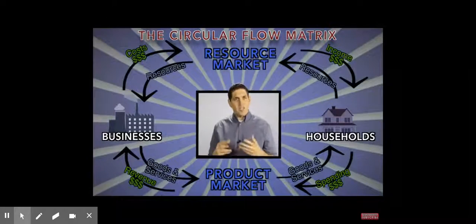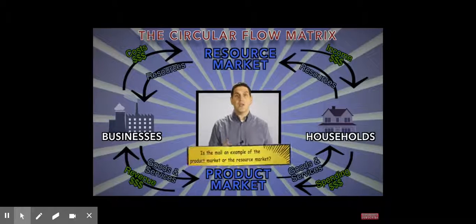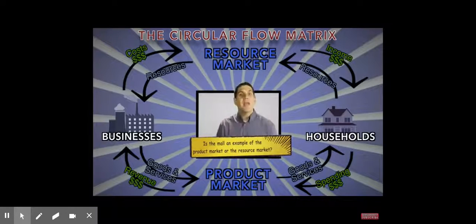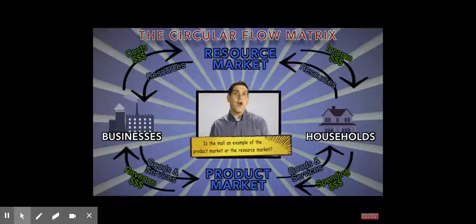Now, let me ask you a few questions to see if you really understand the matrix. First question, is your local mall an example of the product market or the resource market? It's both. Some people are there to buy products in the product market, but there's some people who are working or trying to get a job, and that's a resource market. So products, resources, and money are all being exchanged.